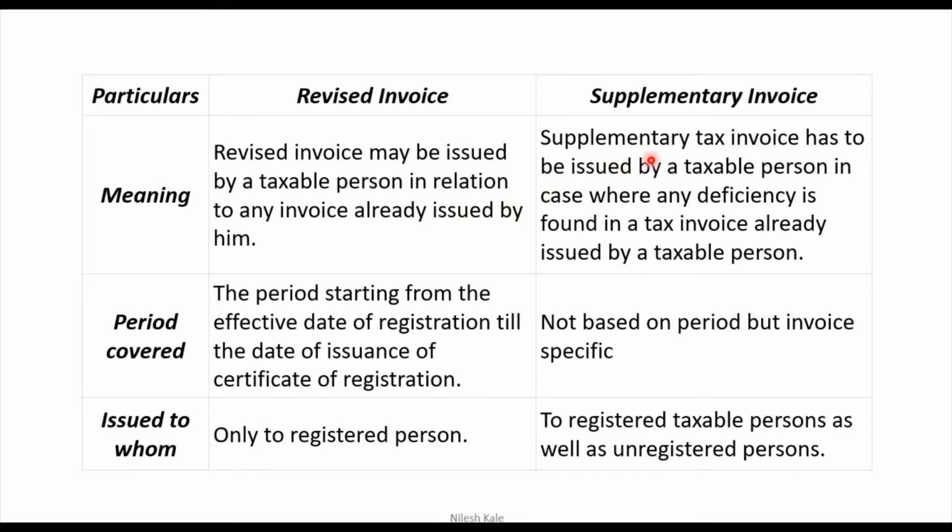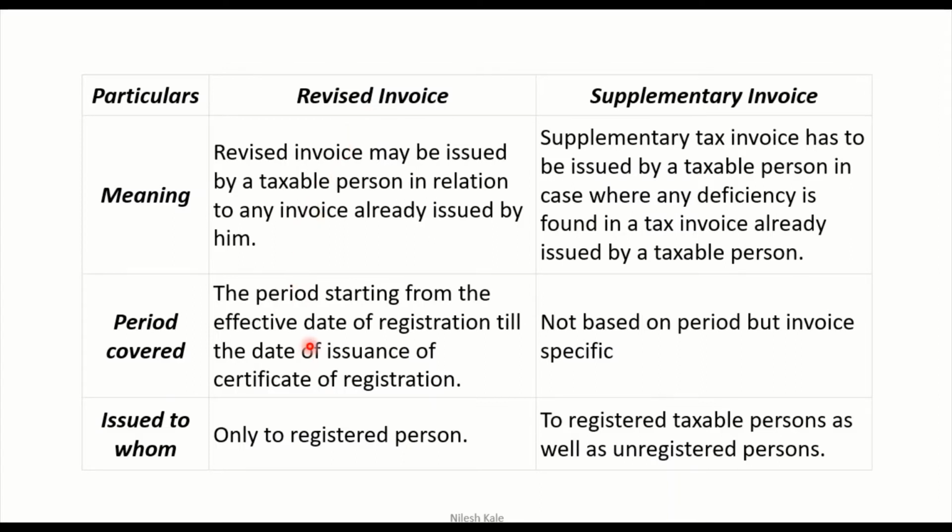Supplementary invoice, as I said, has to be issued by a taxable person in case where there is any deficiency found in the tax invoice which is already issued by the taxable person, right? What is that deficiency? You may not have added all the items, or you may have made a mistake in the tax rate, or you may not have written the GST number, or there is any other such deficiency, right? Or even if it is not printed well, whatever invoice you are giving, then we are issuing a revised invoice. Hope this is understood, right?